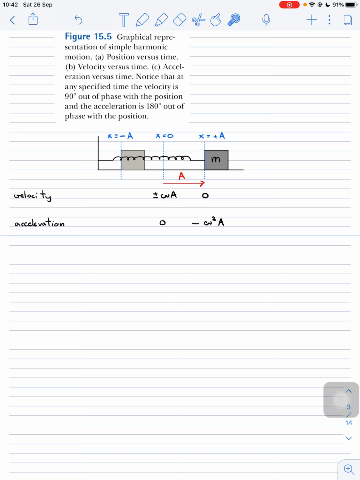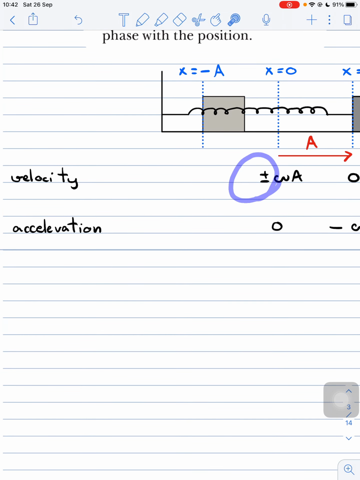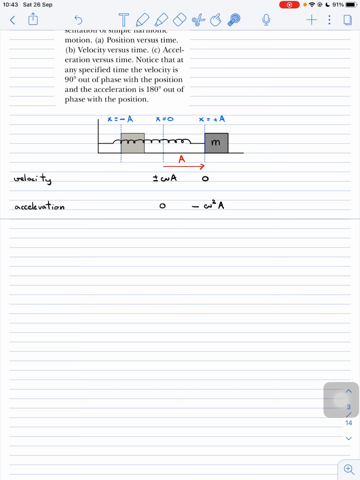Remember, in one-dimensional motion, we said that going to the right is positive, and going to the left, the velocity must be negative. So that's why I need to put the plus and minus sign here to say that the velocity can be positive or negative. Positive means that the object goes to the right, and negative means that the object goes to the left-hand side. So that's for the velocity.